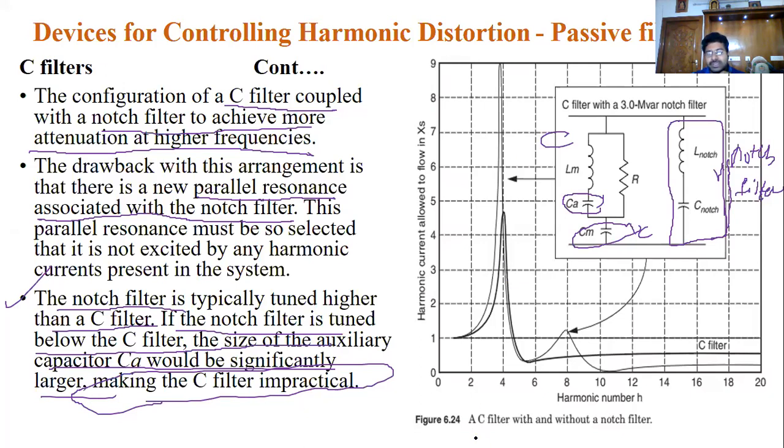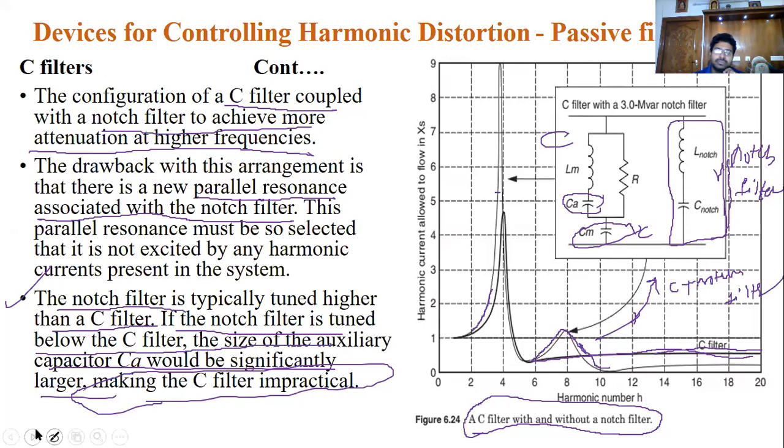So these are the waveforms of a C-type filter with and without notches. You can observe these thick lines; this is the C filter. The thin line, the small line, will indicate the notch. This diagram shows the C plus notch filter. This is the way.